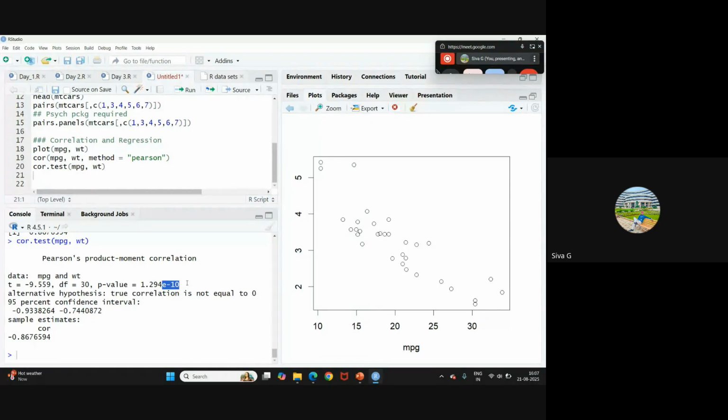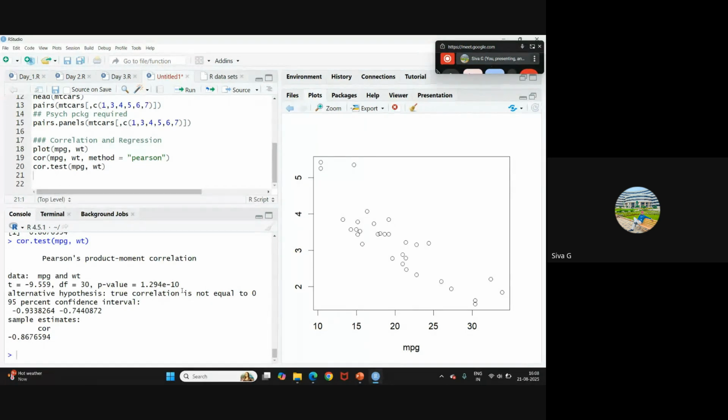Which means that before the decimal we have around 10 zeros. What is e to the power of minus 10? You keep 10 zeros: first take 0 point, then the remaining 9, so 9 plus the previous one is 10 zeros. So 0. followed by 9 zeros, then the value 129. That is 0.0000000000129, which means that the p-value is almost close to 0.